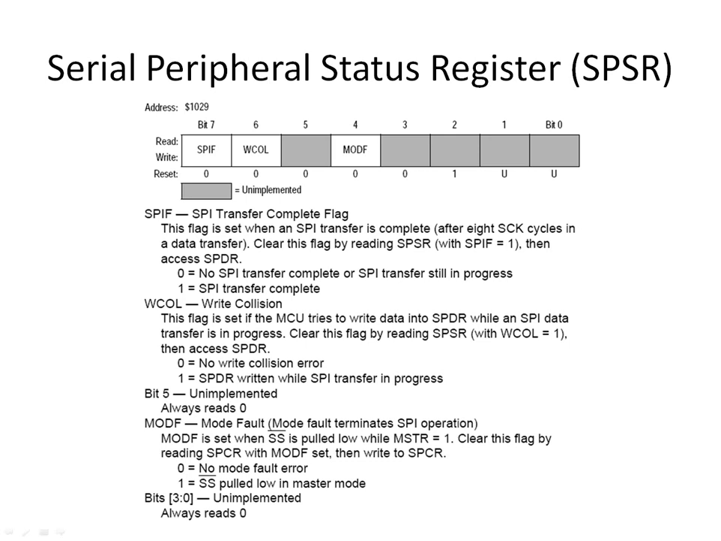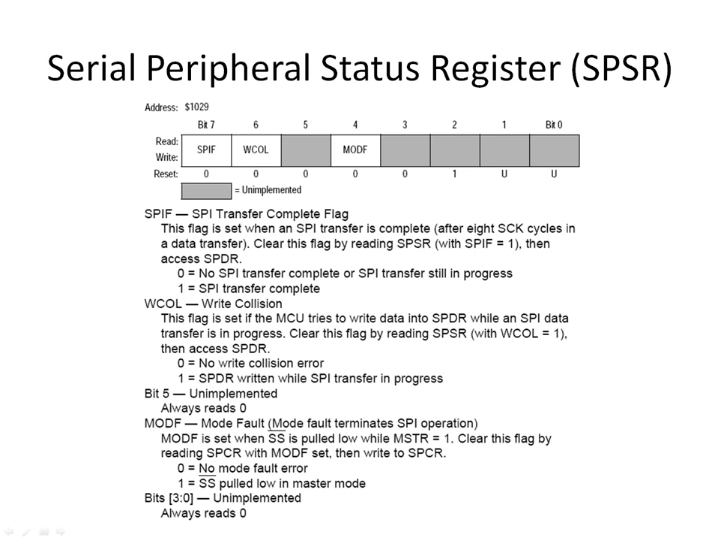Then we have the WCOL, which is the write collision flag, and this flag is set if the MCU tries to write data into the SPDR while an SPI data transfer is in progress. And we clear this flag by reading the SPSR and then accessing the SPDR. Again, if we did not keep track of the SPI transfer complete flag and we just sent it more data to transmit, we would definitely get what we call a write collision flag.